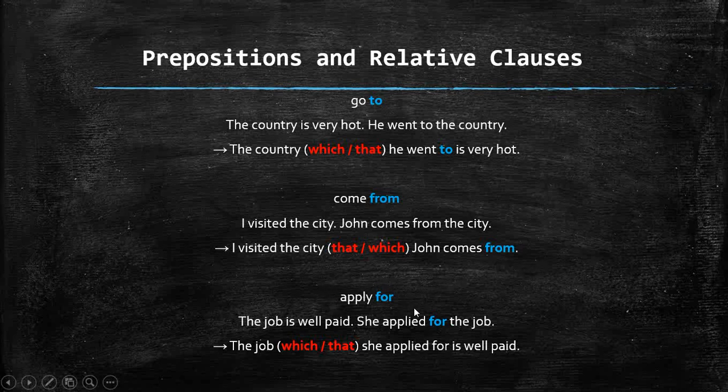Apply for. We have these two sentences. The job is well paid and she applied for the job. If we join these two sentences, we have: the job which she applied for is well paid.